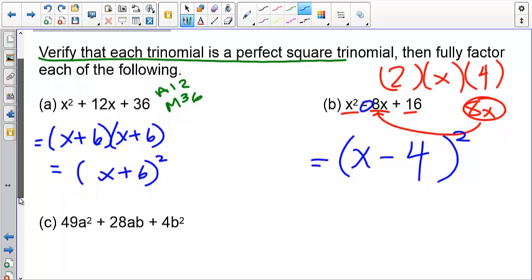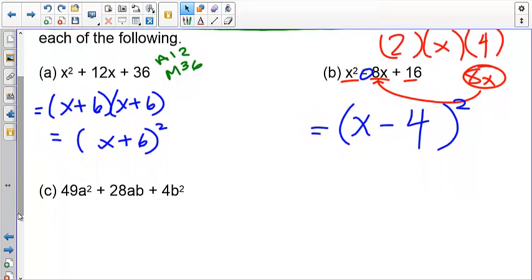Finally, with example C, we can see that we have a perfect square trinomial, and all of those numbers are actually quite large. I dare you, in fact I don't dare you, but you would probably not want to do factoring by decomposition for example C. That would be very difficult, right? You'd be looking for something that multiplies to 49 times 4 and adds to 28. We're talking about huge numbers here. It'd be pretty difficult to manage.